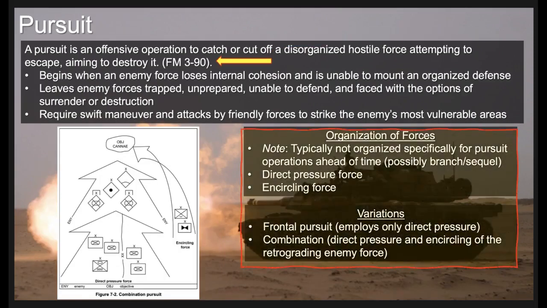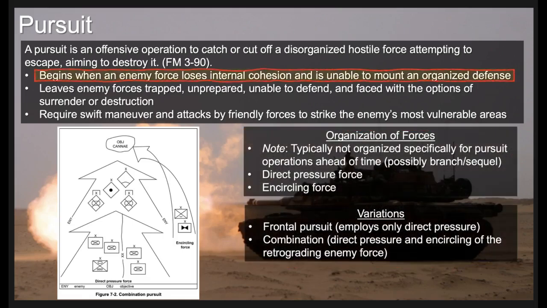A pursuit is a type of offensive operation to catch or cut off a disorganized, hostile force attempting to escape with the aim of destroying it. Pursuit operations begin when an enemy force loses internal cohesion and is unable to mount an organized defense. The essence of a pursuit is motion, rapid deployment of units, unyielding pressure, and the execution of hasty attacks.